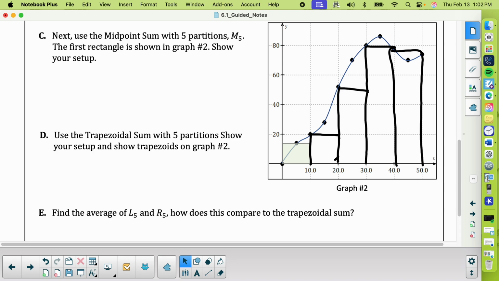Each one of those rectangles is decided by the left-hand side of the rectangle. The first rectangle is a height of 0, so you can't see it.